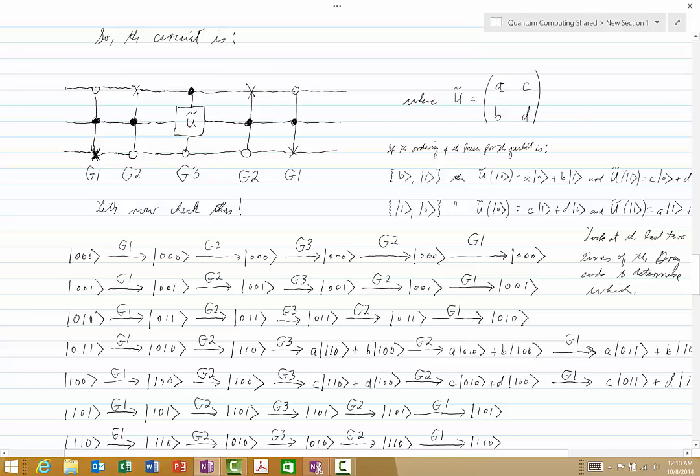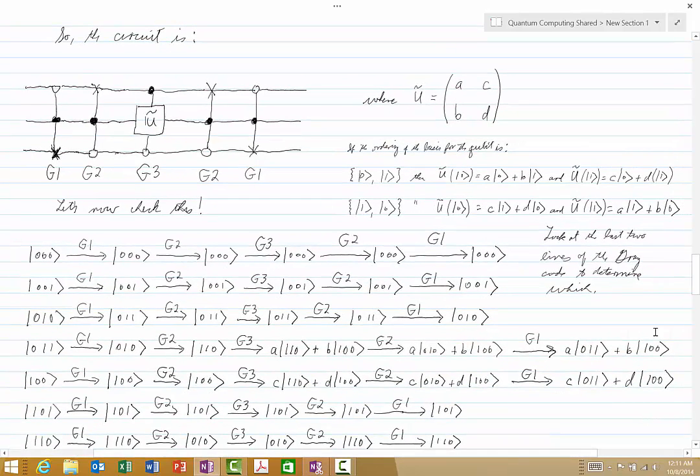And what is the ordering? Is it 0, 1, or is it 1, 0? Well, if the ordering is 0, 1, then as usual, this first column would be the image of 0, and the second column would be the image of 1. So with U tilde, we would have U tilde of 0 is A times 0 plus B times 1, and U tilde of 1 would be C times 0 plus D times 1. That's what this would mean if the ordering of the basis is 0, 1.